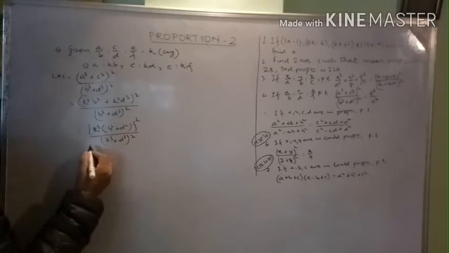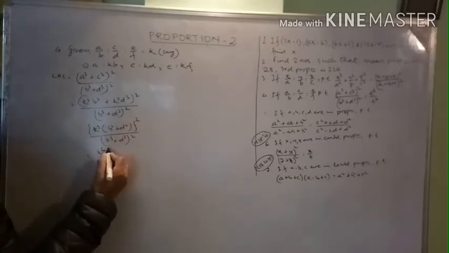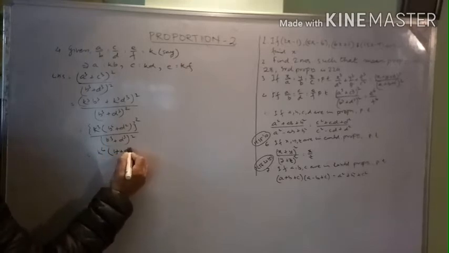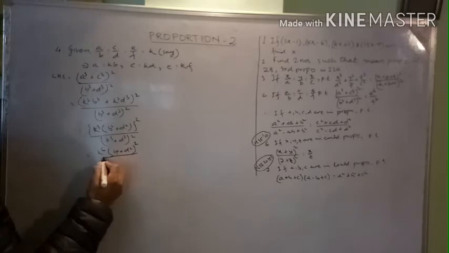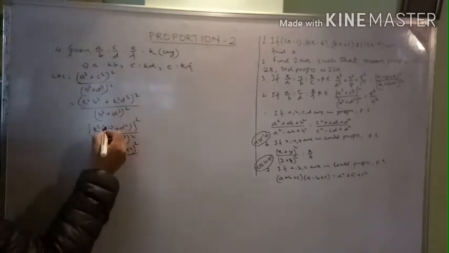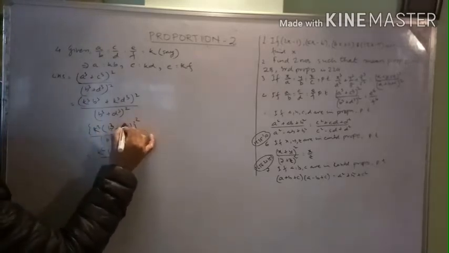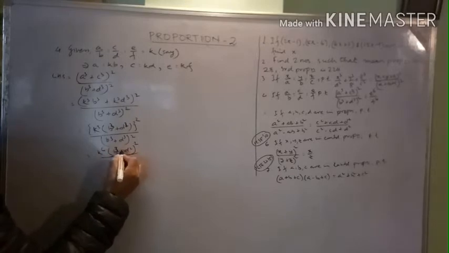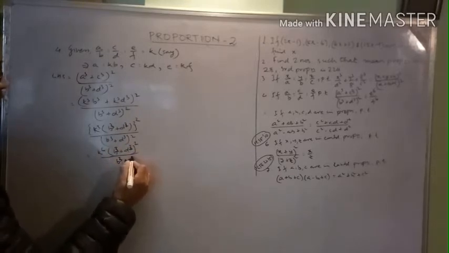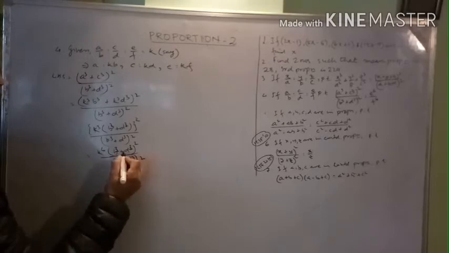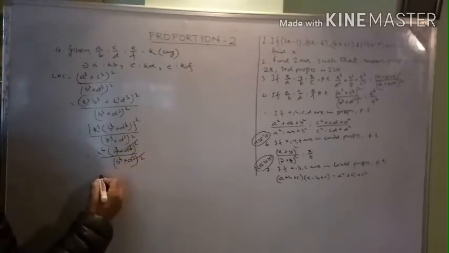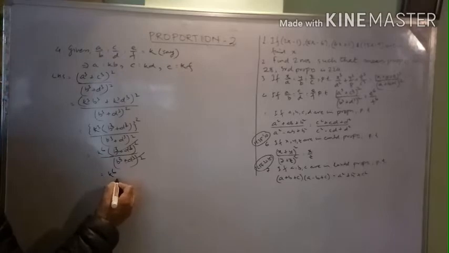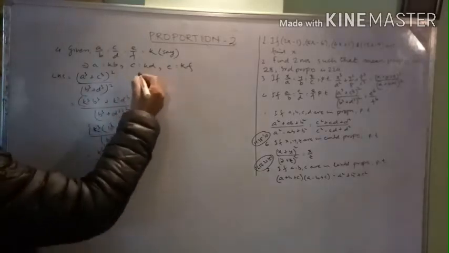Now you separate the bracket. So k cube square will be k to the power 6 and b square plus d square and its whole square. You get here b cube plus d cube whole square, and down also b cube plus d cube and its whole square. So this will get cancelled. So what is left? K to the power 6. This is what we get in the LHS.